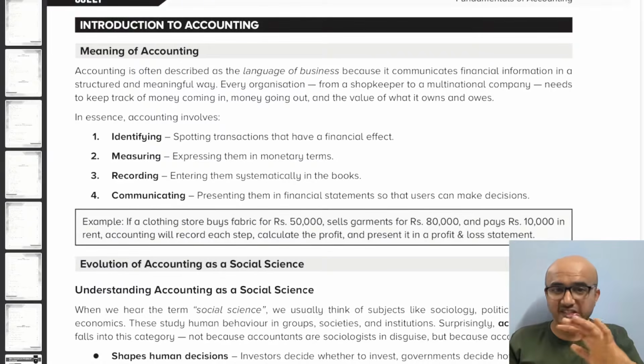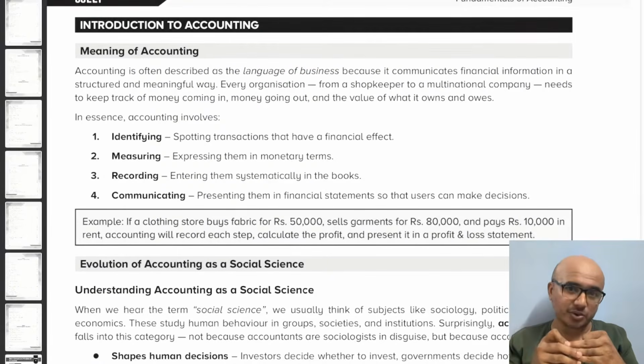Okay. In essence, accounting involves what? Identifying. That is, we have to spot transactions that have a financial effect. Basically, unless you identify first, you won't be able to proceed towards the next step, which is recording. How? Because there will be several transactions in a business, and not every transaction need be of financial character. There will be some transactions which will not have any change or exchange of money or money's worth, to be measured in terms of money or money's worth.